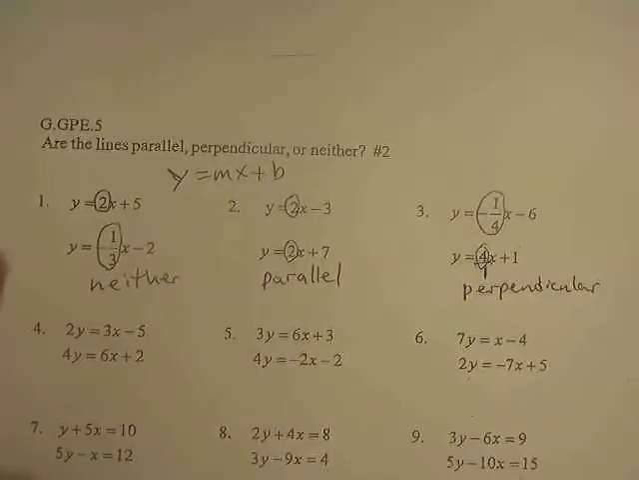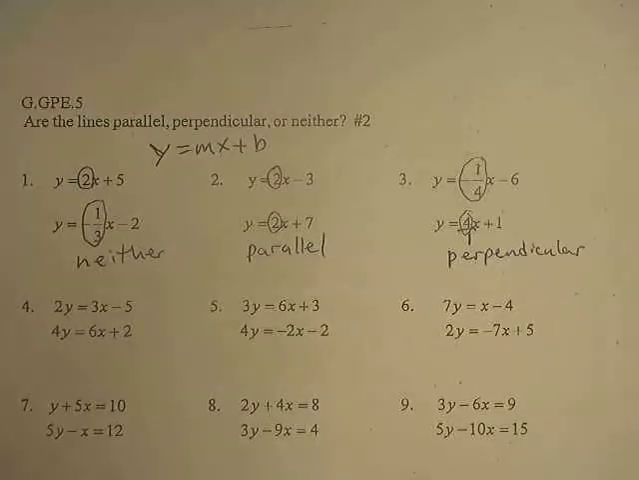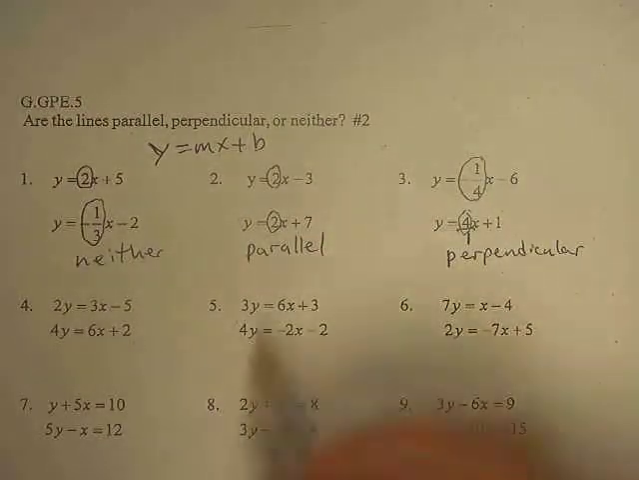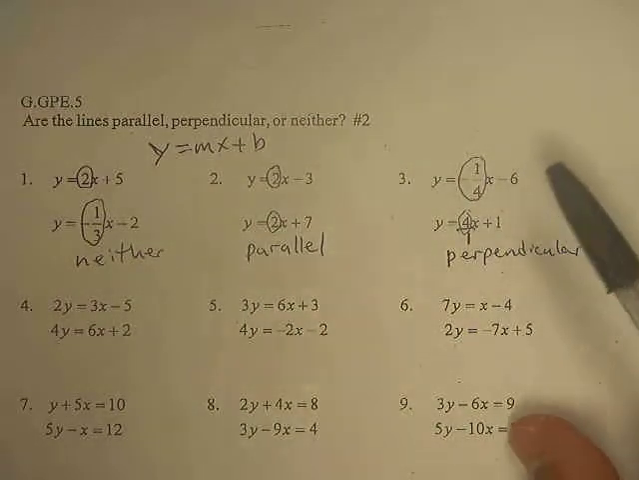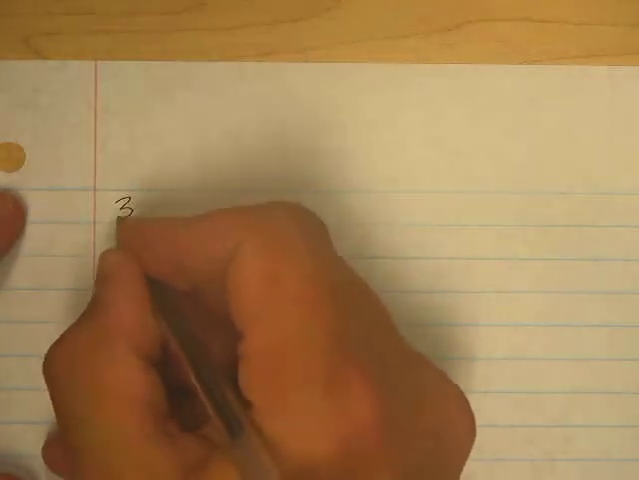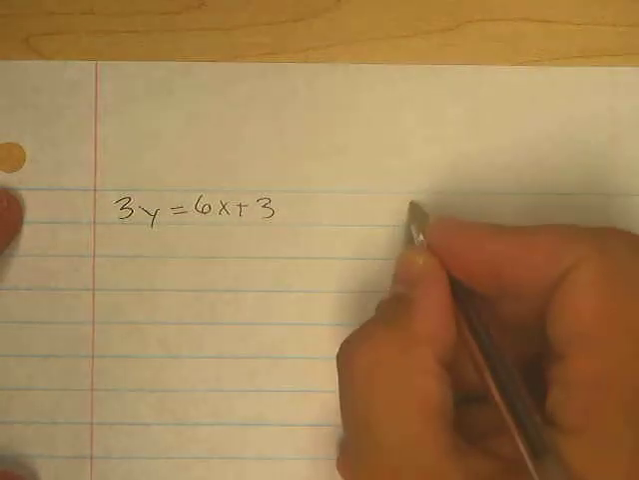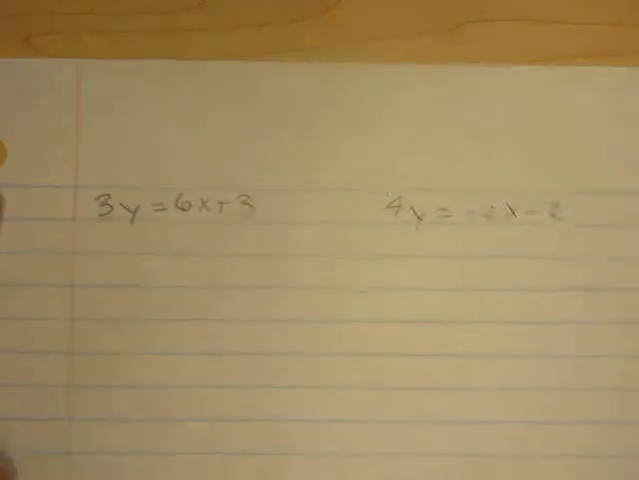Okay? All right. Now, that's not where people were having the most trouble. People were having the most trouble actually with the algebra. So I want to practice solving for y today, and then deciding if the lines are parallel, perpendicular, or neither. So I'm going to do a few problems. Please take notes on this. We'll start off with 3y equals 6x plus 3 and 4y equals negative 2x minus 2.